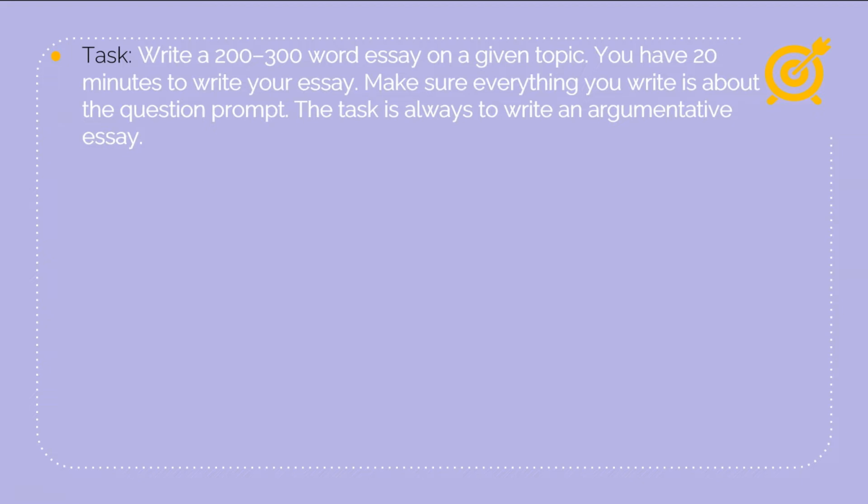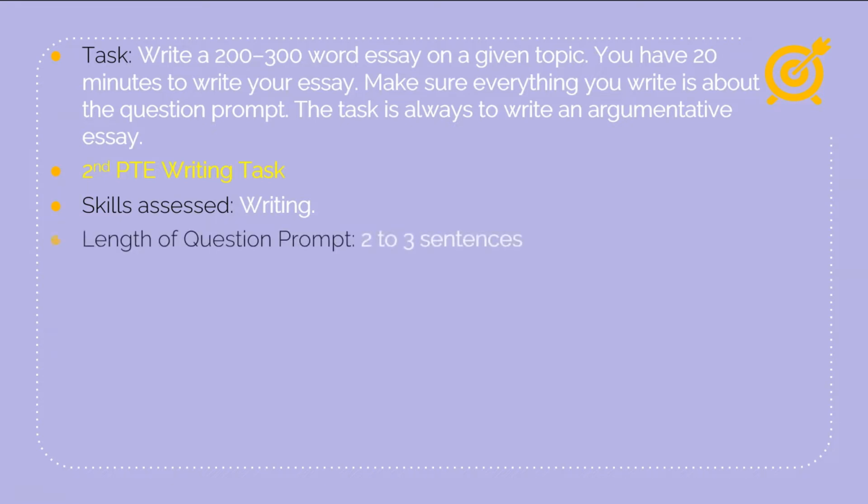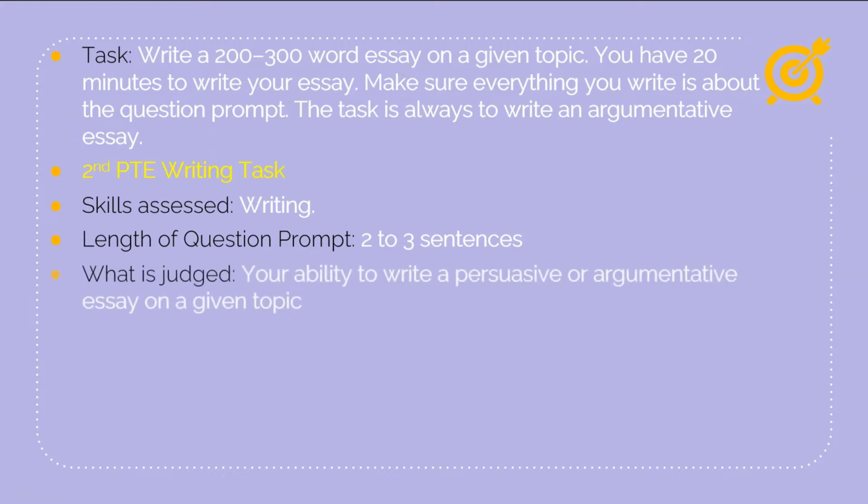The write essay task is the second in the sequence after summarize written text, and this question assesses only your writing skills. The question prompt may be of 2 to 3 sentences, and this task assesses how capable you are in writing a persuasive or argumentative essay on a given topic. The number of write essay questions that you get in the test is 1 or 2, with a fixed time of 20 minutes per question.